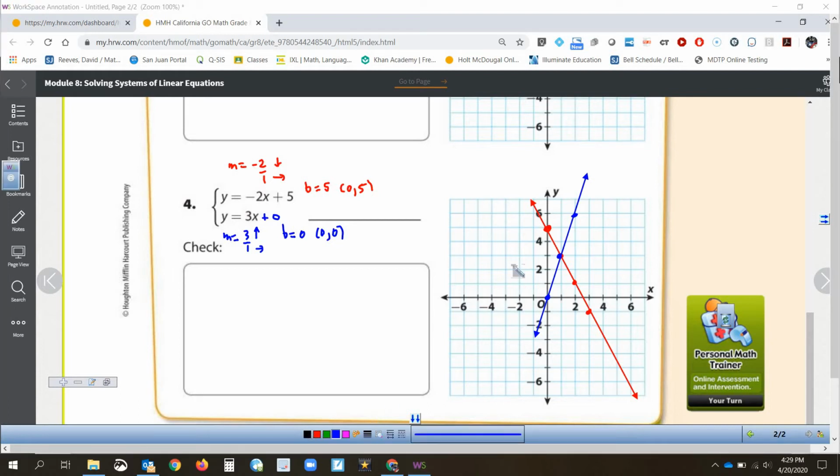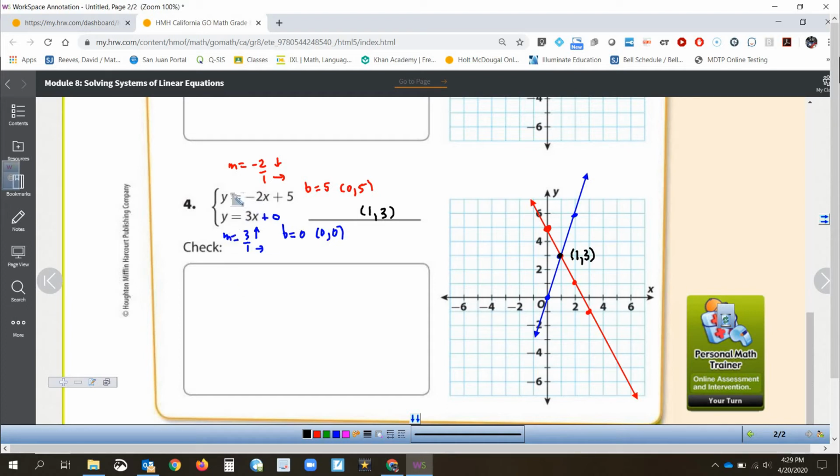And once again, we have a point of intersection. And that point of intersection is the point (1, 3). So what we're saying is (1, 3) is the solution to this system because it makes both equations true.